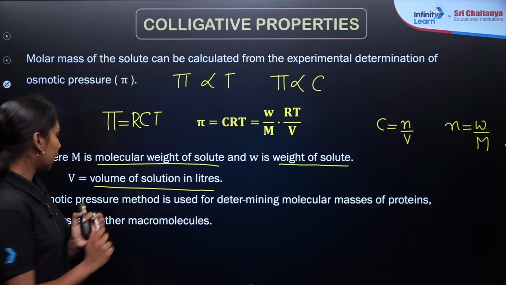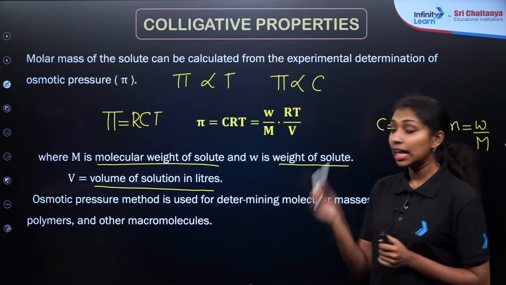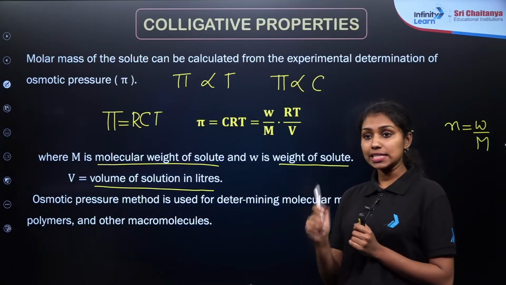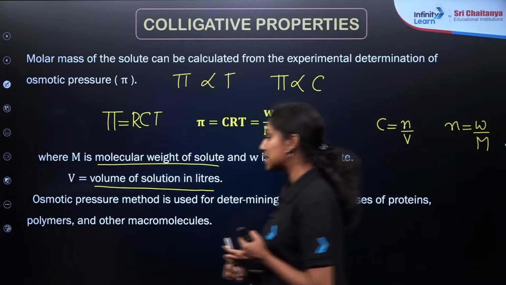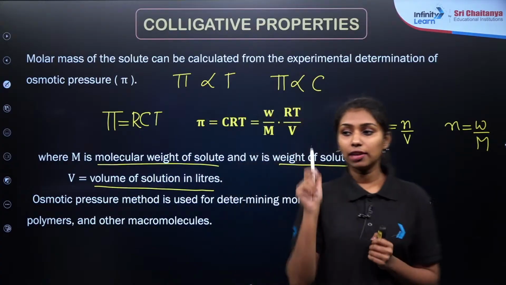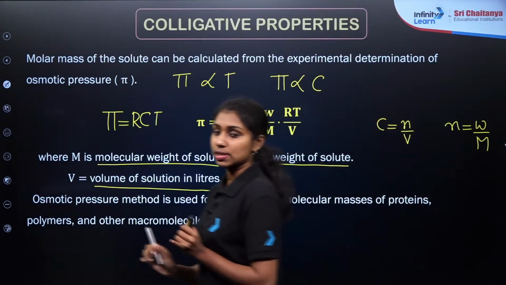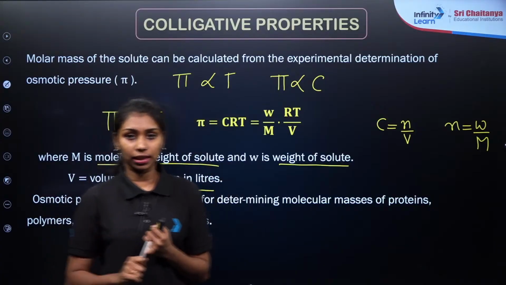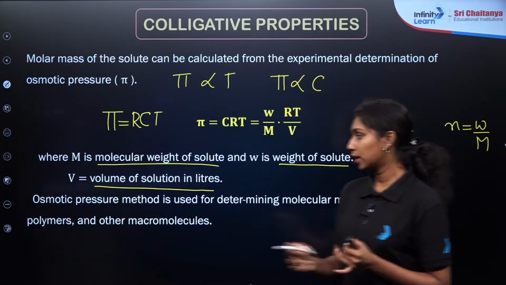In many JEE Main questions, it was asking a one-word question like this: which of the colligative properties is used to determine the molecular masses of proteins, polymers and other macromolecules? You need to keep in mind that this is the only colligative property which is used to find out the molecular masses of all the macromolecules, including proteins, polymers and everything. Right? So, osmotic pressure will be the correct answer for that question. Clear?